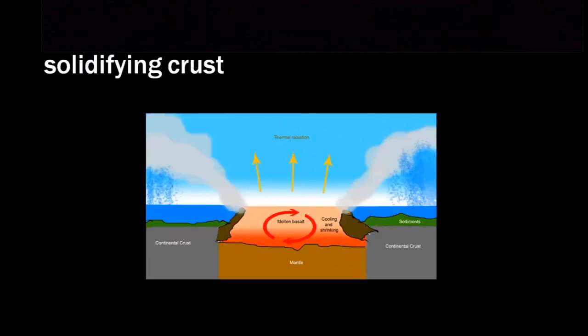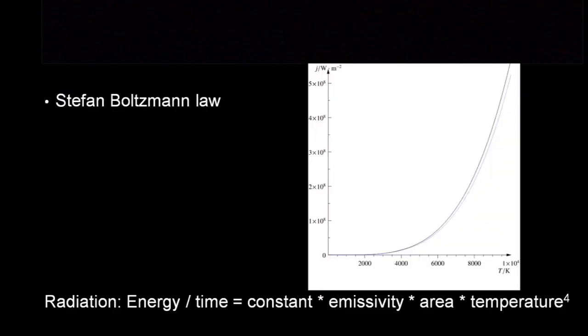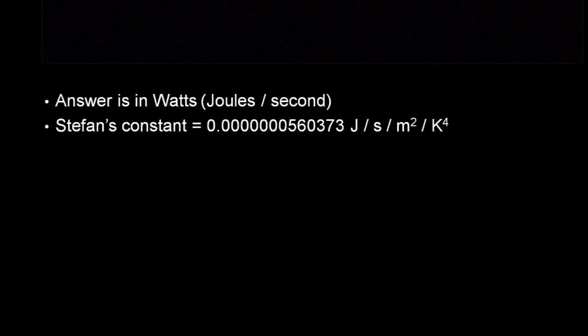When it comes to thermal radiation, we can actually calculate how long this would take. For that we need to use the Stefan-Boltzmann law. The result of this formula is energy per time. You get it by multiplying some constant value with the emissivity, the area and the temperature. But the temperature is in the fourth power in this formula, resulting in a tremendous nonlinear process. So the answer is in watts or joules per second, and Stefan's constant is a very small number.